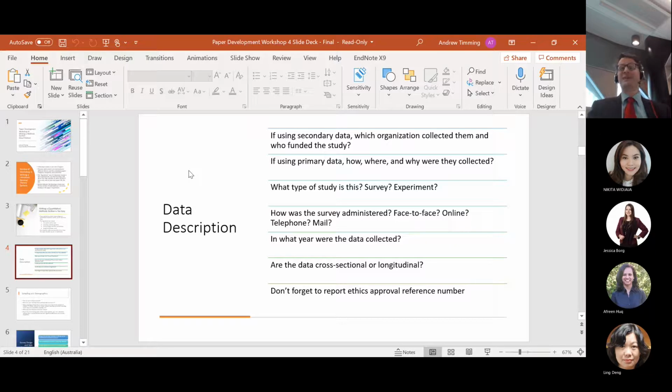Were the data cross-sectional, meaning were they a snapshot in time? Was it a one-off survey? Or are the data longitudinal, meaning that you have data over time that you have collected or employed? And I would say ceteris paribus, all else being equal, longitudinal data is viewed much more positively than cross-sectional data these days. And of course, don't forget to report your ethics approval number in your method section.